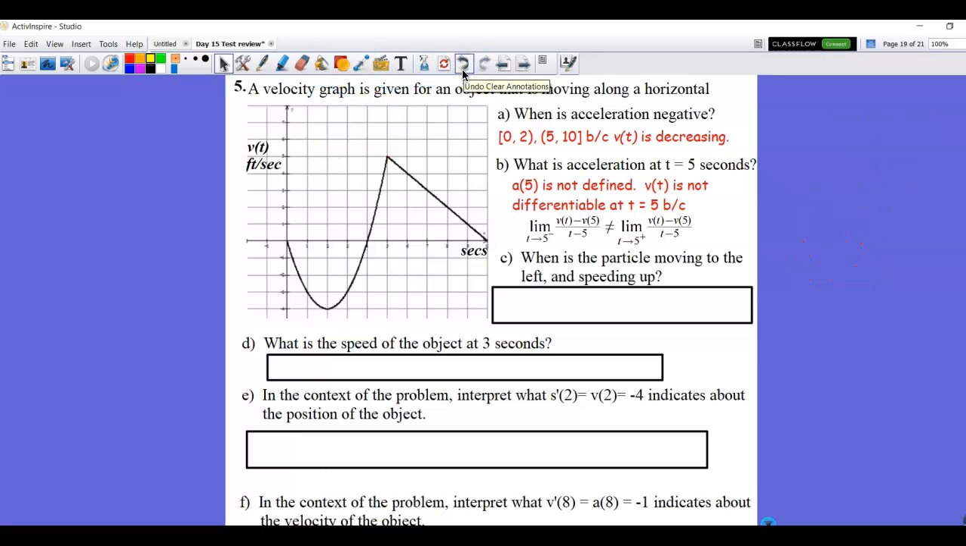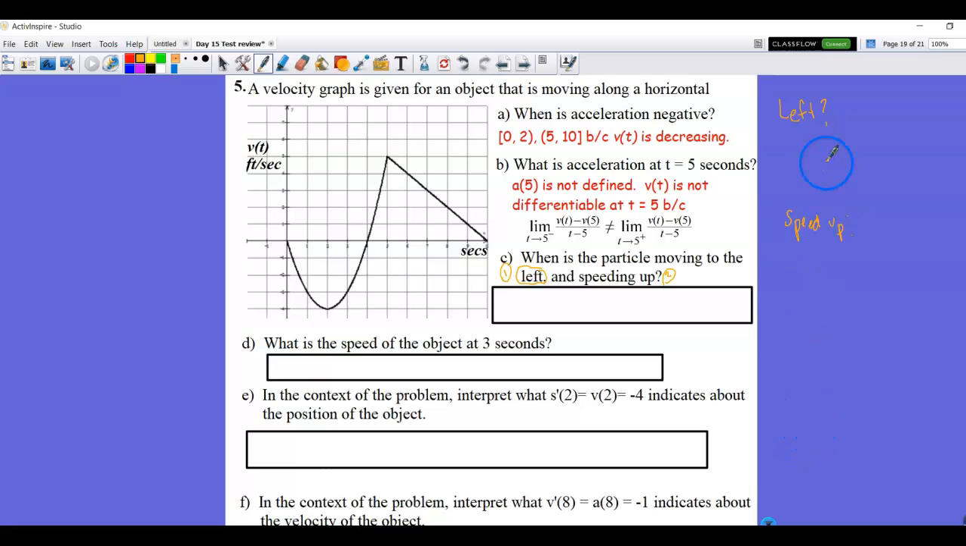Letter C. In letter C, the key is you make sure you read. We are looking for, get a pen, get an orange, we are looking for a particle, this one's tricky. Particle moving to the left. So that's one thing I have to pay attention to. Speeding up is another thing I have to pay attention to. So idea number 1 is when is the particle moving to the left, and idea number 2 is speeding up.